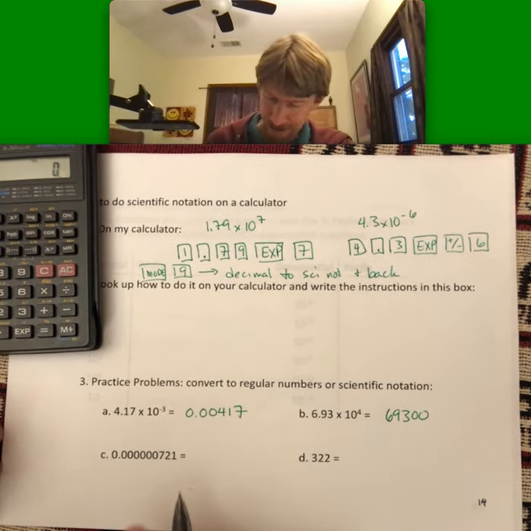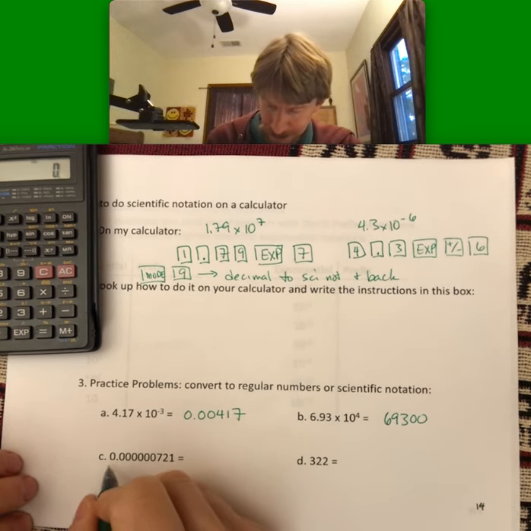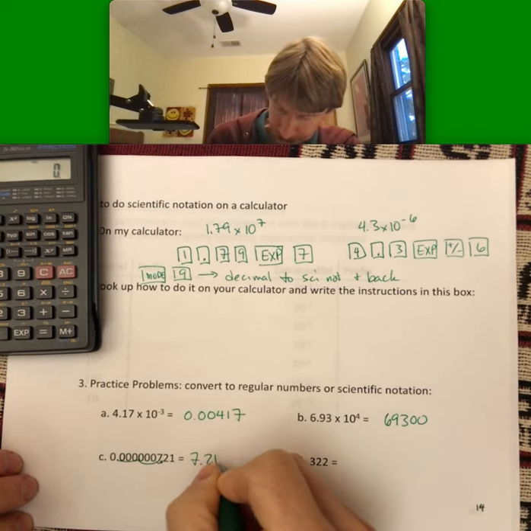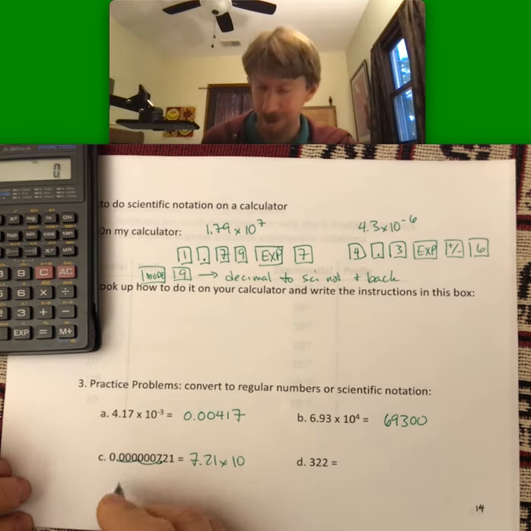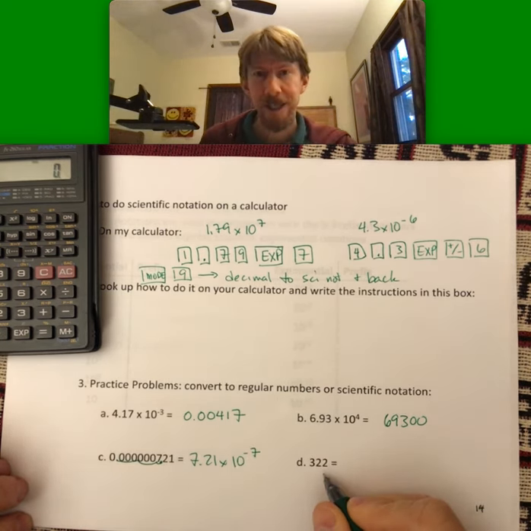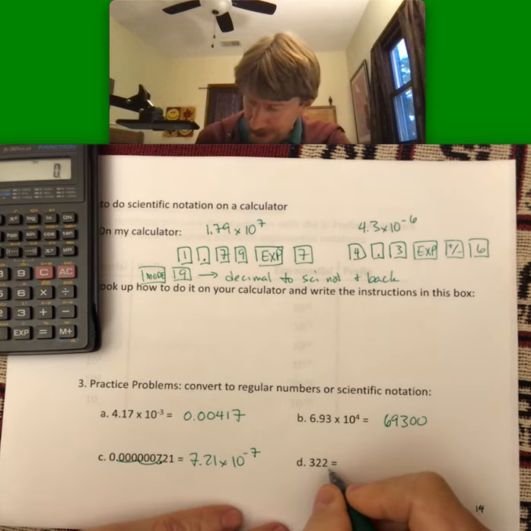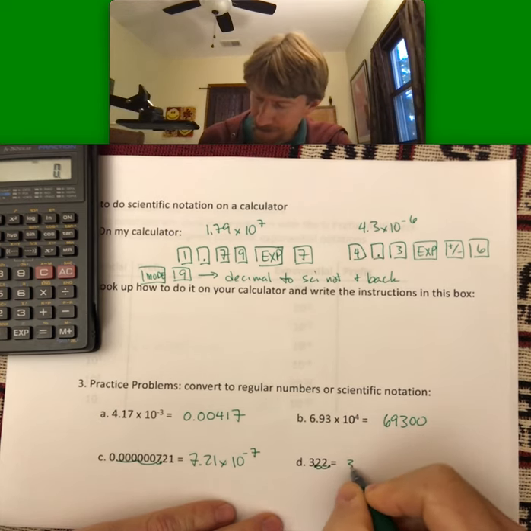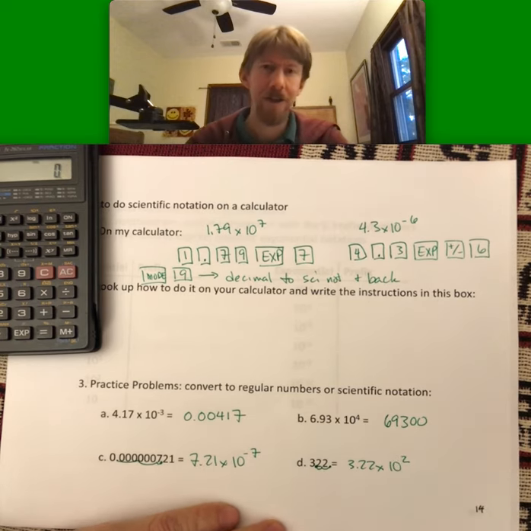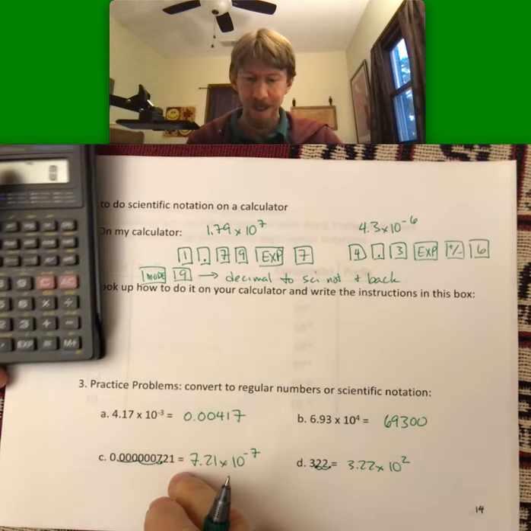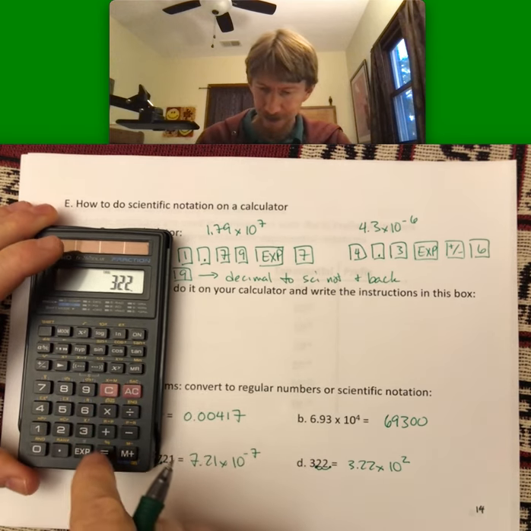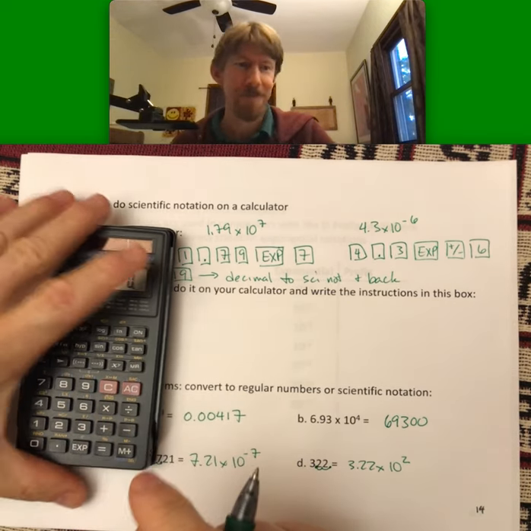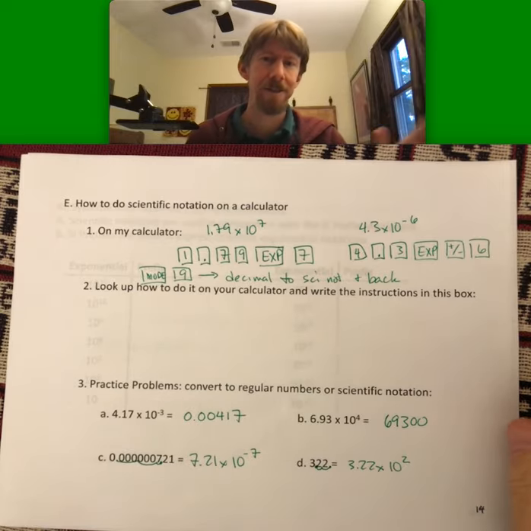Let's move our decimal point here. 1, 2, 3, 4, 5, 6, 7. This is a small number, so minus 7. This next one is a big number, well, bigger than 1. Our decimal point is right here. Move it 2 places, and our exponent has to be positive. If I put in 3.22 and it equals, then no scientific notation anymore. All right, well, let's stop there and we'll do another video next.